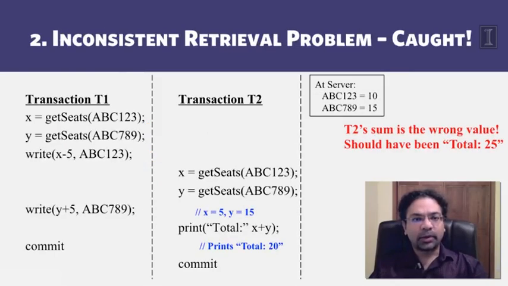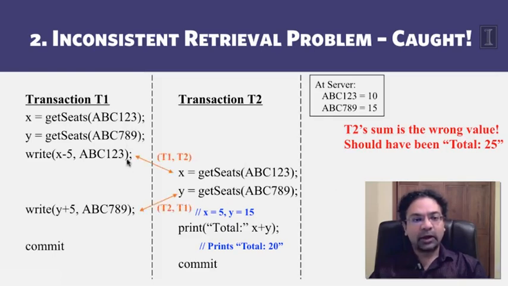What about the other problem that we discussed, the inconsistent retrieval problem? Here again, if you remember, T1 was transferring 5 seats from one flight to another, and T2 was trying to sum up the total number of seats, and it was reading partial results. So here, what are the conflicting operations? You notice that there are a lot of reads from these two objects ABC123 and ABC789, and again a lot of reads. These are not conflicting with each other because they are only read-read pairs even on the same objects. But you do have some conflicting pairs.